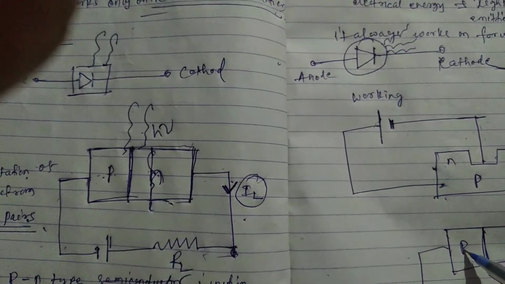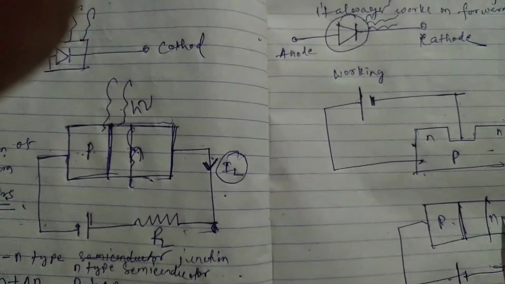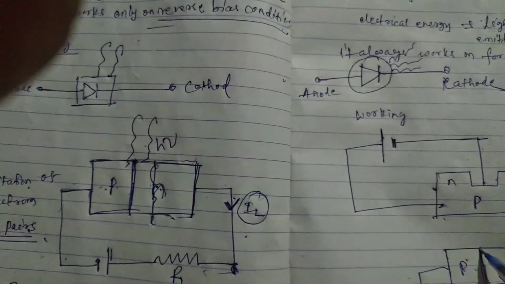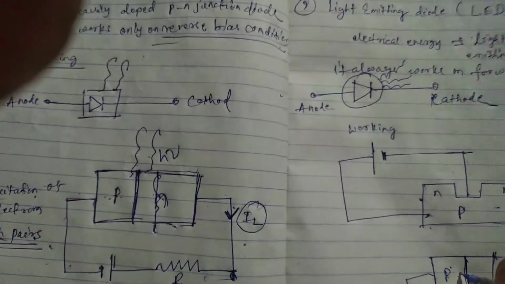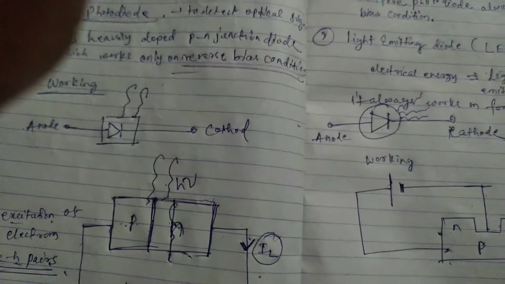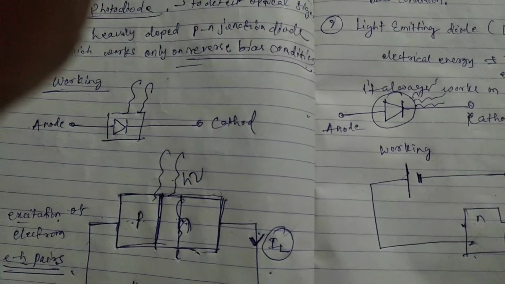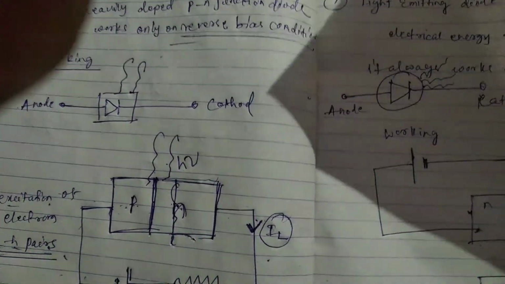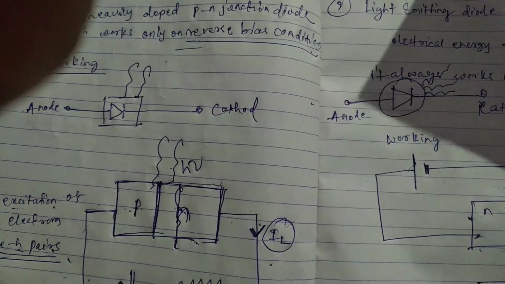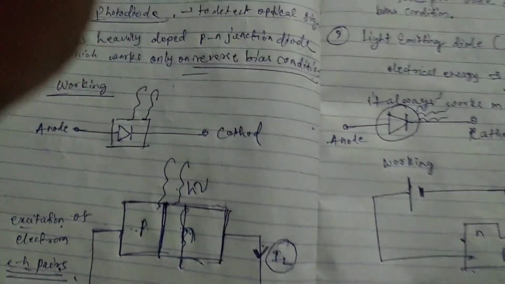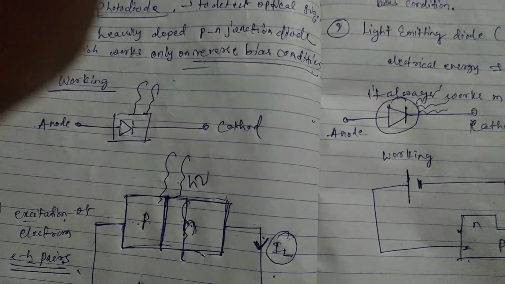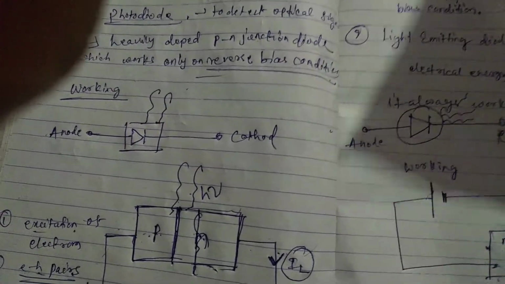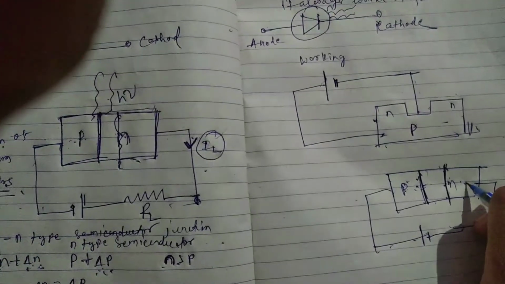When the electricity is passed, the holes of the p-type semiconductor move towards the n-type semiconductor, and the electrons move towards the p-type semiconductor. So here the minority charge carriers are electrons, and here the minority charge carriers are holes. Since it is forward biased, the depletion layer gradually becomes thin, and the minority charge carriers combine with the majority charge carriers on both sides.